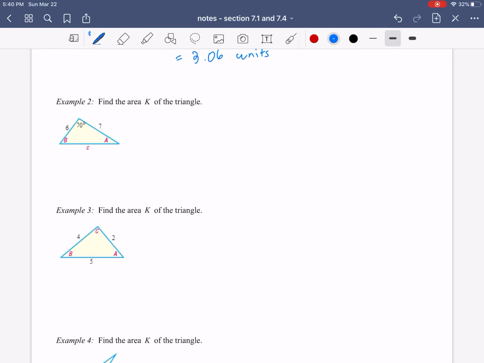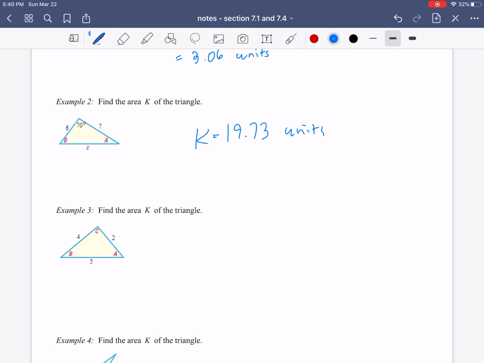Okay, same thing in example 2. I'm going to give you a chance to try this one by yourself and see if you can get to the answer. If you want to pause the video, try it out yourself and see if you get this answer. 19.73 units squared. If you have any questions on example 2, please let me know.